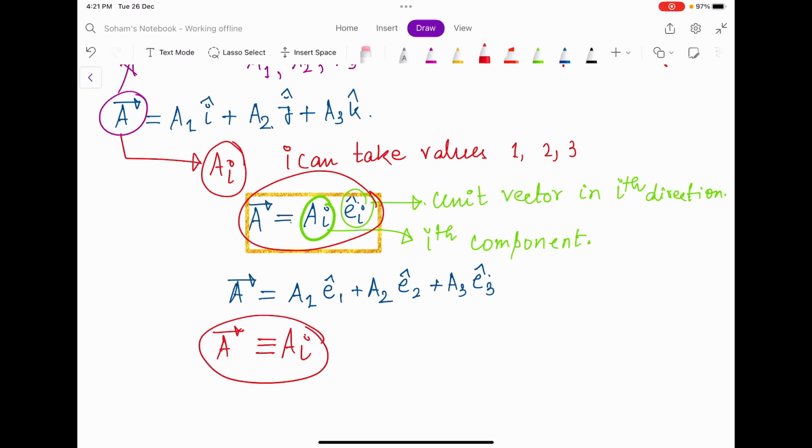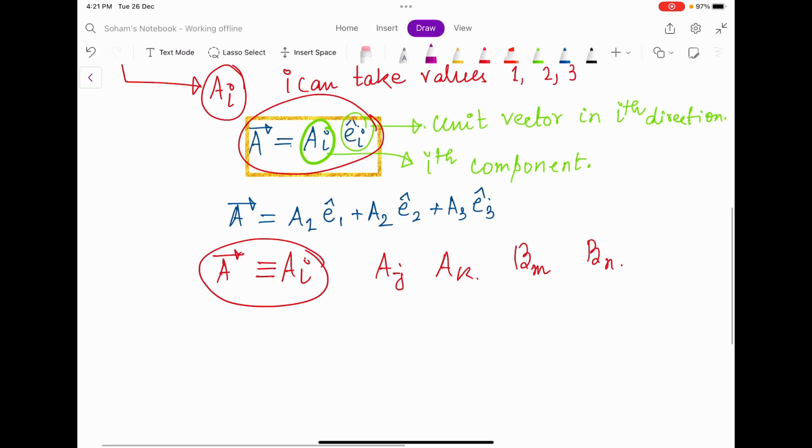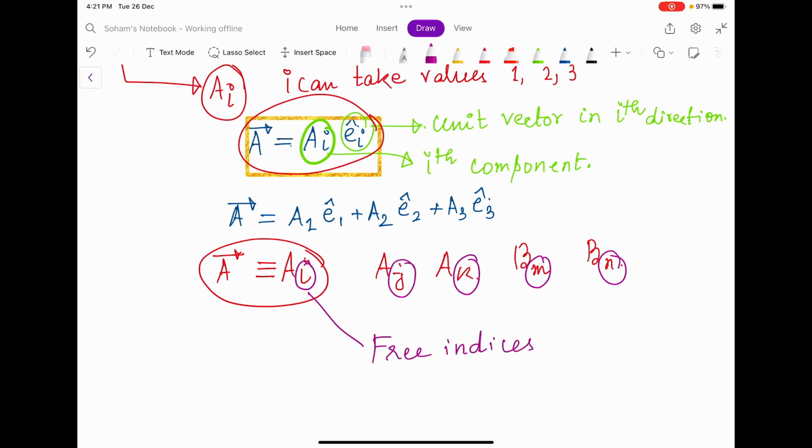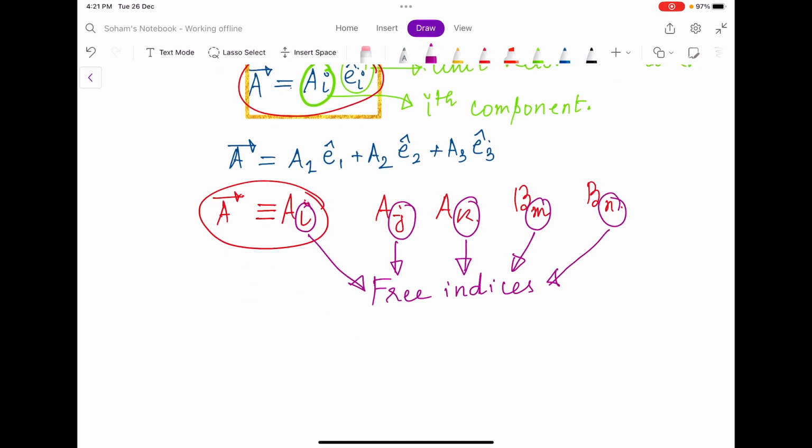So whenever we are writing Ai, or maybe Aj, or Ak, or Bm, or Bn, all these things, this i, this j, this k, this m, this n, are called free indices. And why do we call these free indices? Because these indices are free.